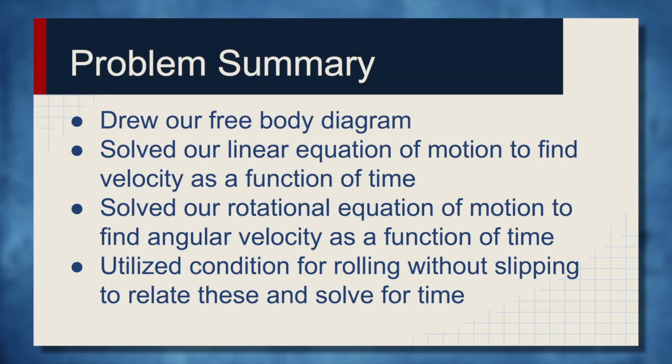So let's go ahead and review what we've just done. First, we recalled our condition for rolling without slipping. Then we looked at our linear motion to solve Newton's second law for the center of mass velocity with time. Next, we looked at our rotational motion and solved for the angular velocity with time. Then we set these equal with our relation for rolling without slipping, and we found our transition point for time.